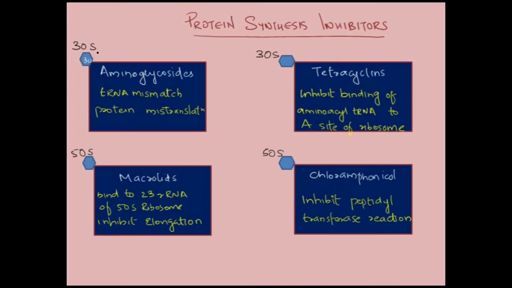Aminoglycoside binds to the 30S subunit of the ribosome and this leads to the tRNA mismatch. What happens if tRNA is mismatched? The protein mistranslation will occur. The mistranslated protein along with the correctly translated protein will move into the periplasm by the sec-dependent translocation system. So there is a translocation system in bacteria which is sec. Through the sec-dependent translocation system, the correctly translated protein as well as the mistranslated protein will reach the periplasm.